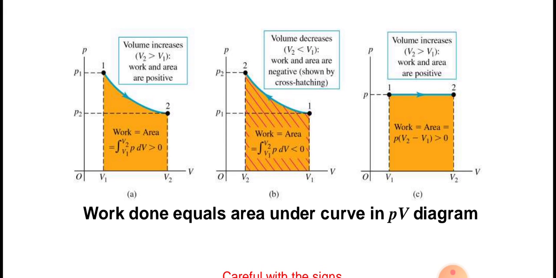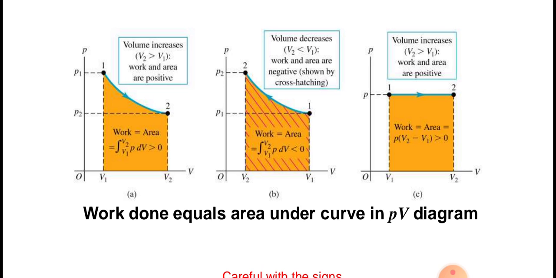And in the second graph, we take an overlook of that graph: the first point is at higher volume and lower pressure, and as the process proceeds towards point 2, the volume decreases and the pressure increases. So the work and area are negative, shown by the hatching lines, because in this figure the volume decreases from the initial position. So there is negative work done on the area.